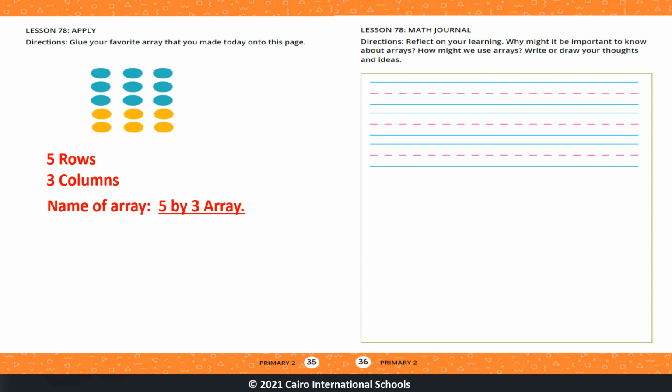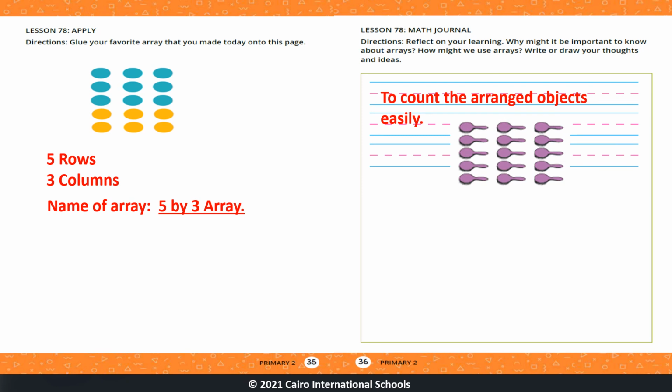Lesson 78, the math journal part. Reflect on your learning. Why might it be important to know about arrays? How might we use arrays? Write or draw your thoughts and ideas. We use arrays to count the arranged objects easily.